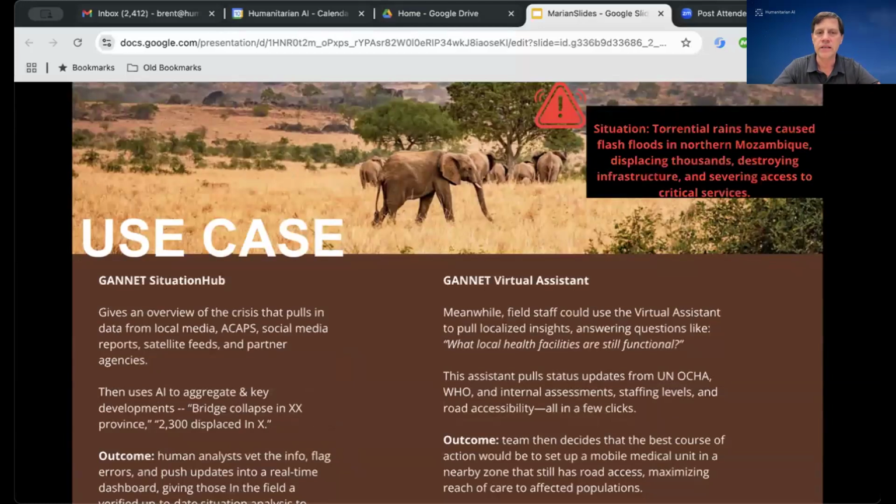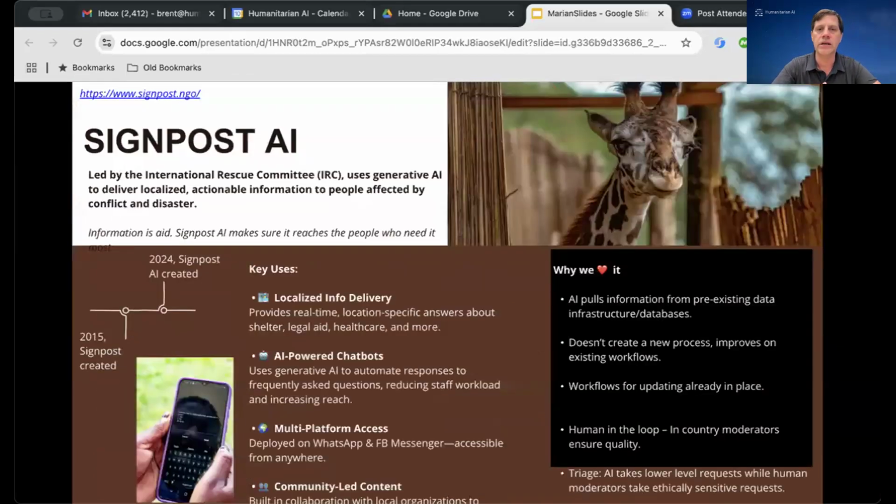And the next one here, we're going to talk about, these are Garnet use cases. So you don't have to read the slides, but this is a use case: somebody in the field, a bridge has collapsed and so many people are displaced. And how can I get my aid into the field and kind of bypass this hurdle? And then we're going to look, here we are, Signpost AI. So that's the next one.